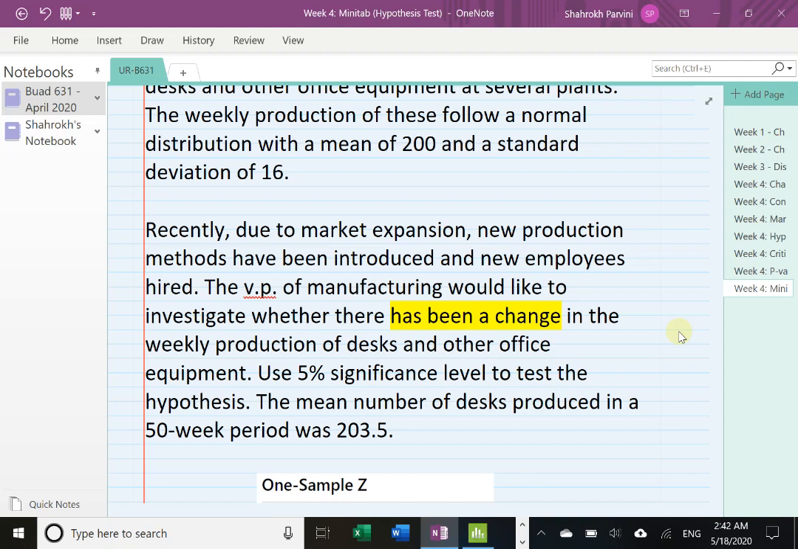Now, as far as the statement of the hypothesis, I have it highlighted here, because we are interested in knowing whether there has been a change. Notice it doesn't indicate whether the change is greater than or less than in production. Has it increased or decreased? Has there been a change? So the null hypothesis is going to say that it hasn't been changed, it's the same as before. And the alternative actually is going to be a two-sided alternative. Again, because there's no direction in that phrase, there has been a change.